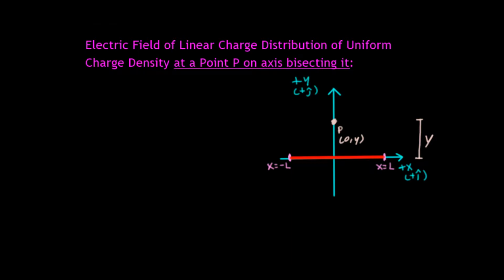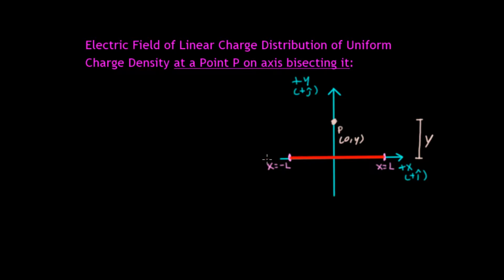We've got a linear charge distribution. I've drawn it on the x-axis as this red line. The only dimension it has is length. The width here is insignificant. And we're trying to find the electric field due to this linear charge distribution of uniform charge density.